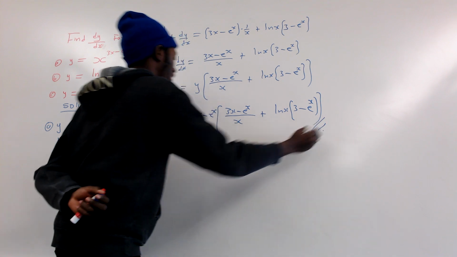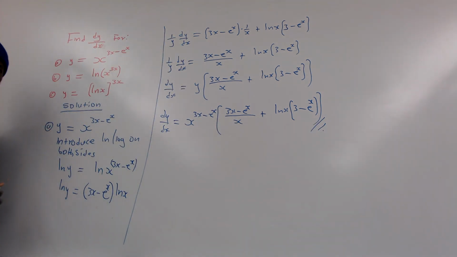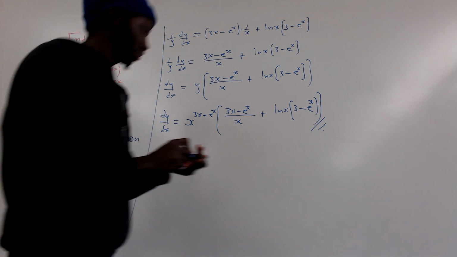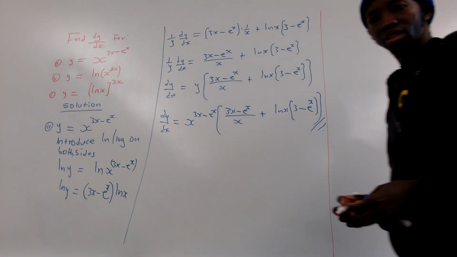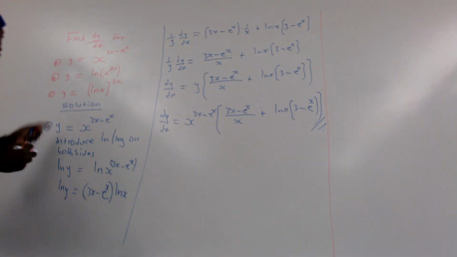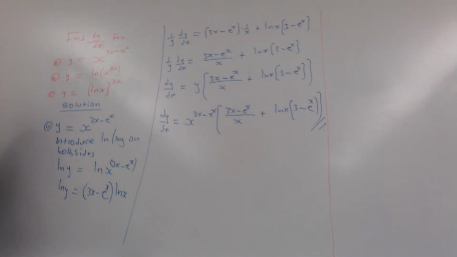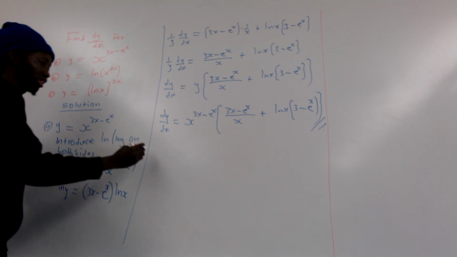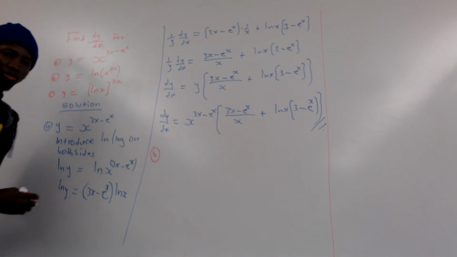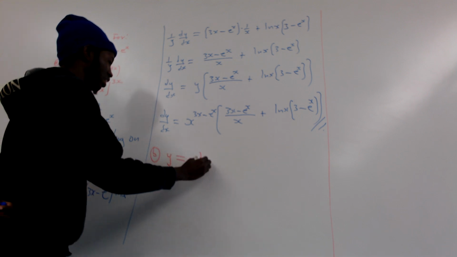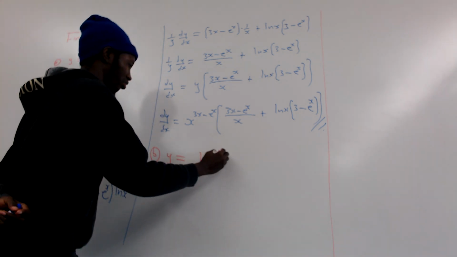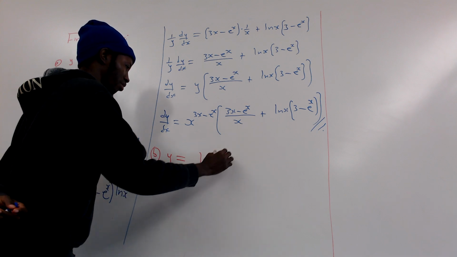So this is the final result for the first function. Having this, we consider the second problem given. Again, we are given y equals ln x raised to power 3x. We take the b case. If we consider the b case, we are given y equals ln of x raised to power 3x.